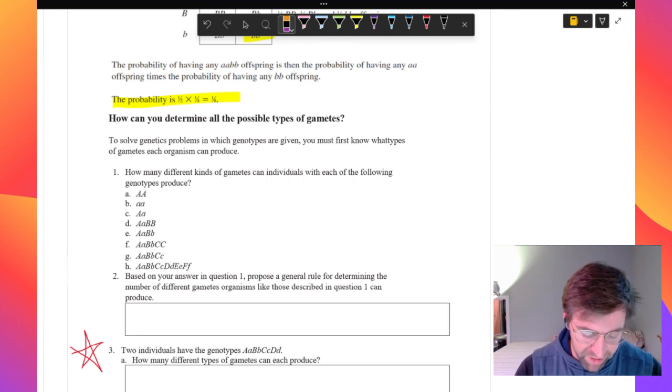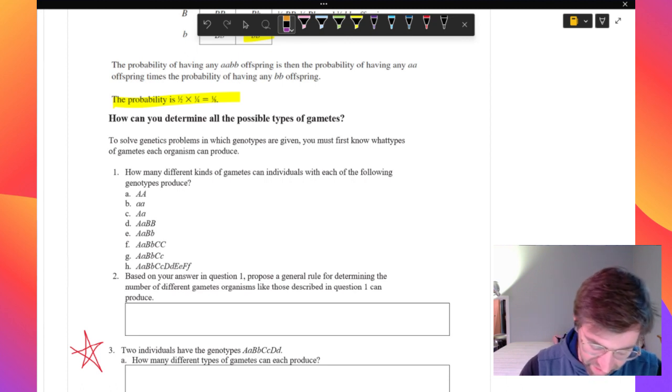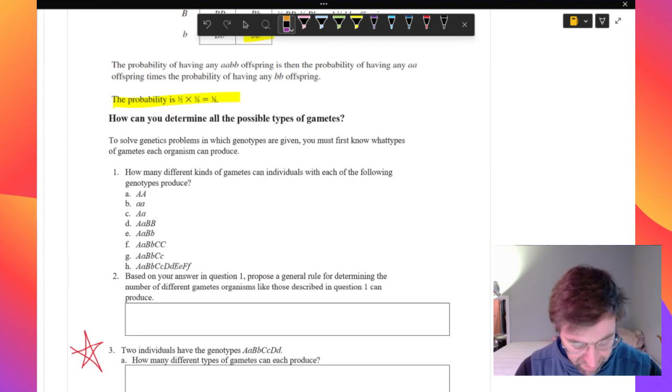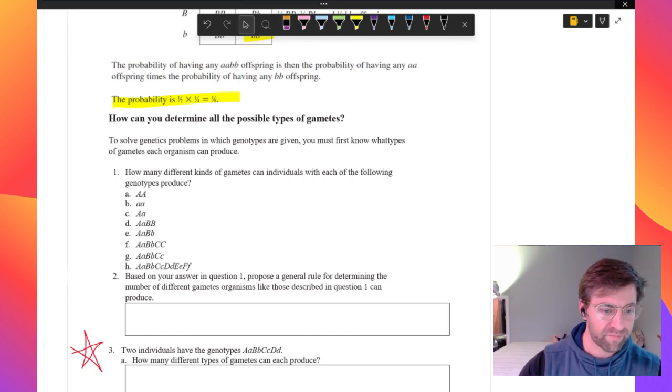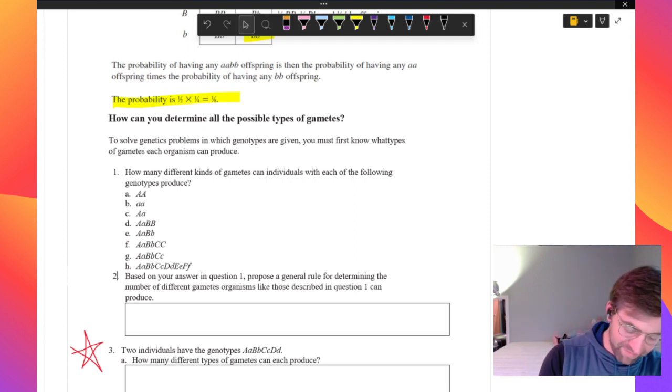All right, how can you determine all the possible types of gametes? To solve genetics problems in which genotypes are given, you must first know what types of gametes each organism can produce. So how many different kinds of gametes can individuals with each of the following genotypes produce? And we're given a homozygous dominant individual. And this is n equals 1. One kind of gamete.